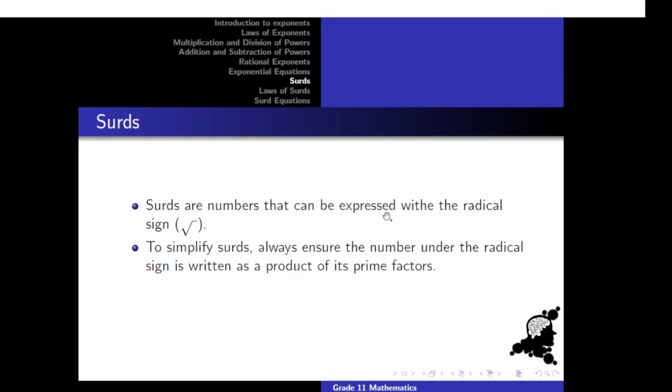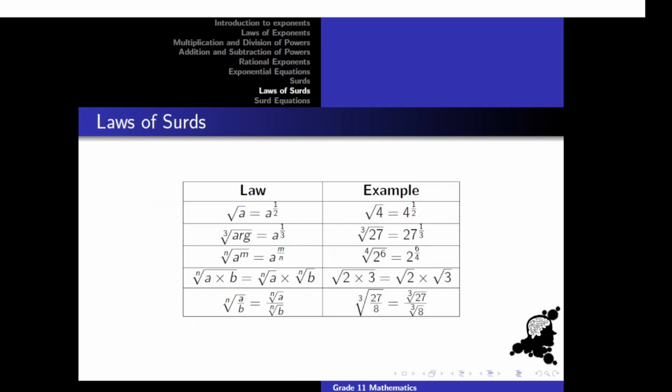To simplify surds, you always need to make sure that the numbers under the radical sign are written as prime numbers, prime factors. It's the same thing that we've been working with from exponents that we are applying here. In fact, you can think of exponents and surds as cousins. We've got laws of surds, and this is very similar to the laws of exponents, where if we have the square root of a, that's a to the power half, the cube root of a is a to the power 1 over 3, the nth root of a to the power m is a to the power m divided by n.